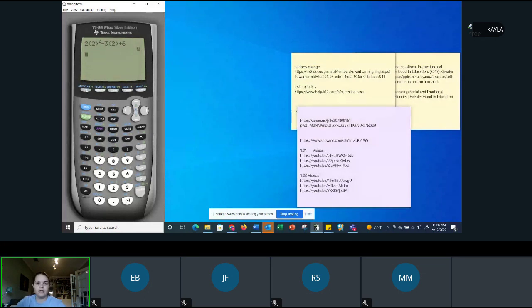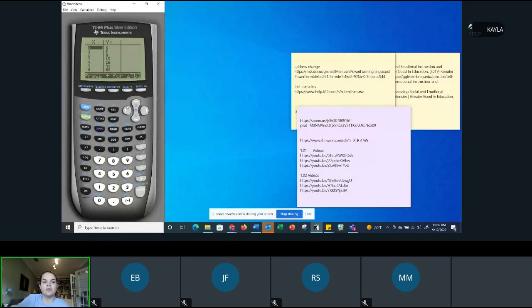Another way you can do this is go to y equals. I'm going to clear out both of these functions here. All right, so I'm going to type in my original function. So that was 2x squared minus 3x plus 6. Now, what I'm going to do is hit the second button and then the button that says graph. So that's going to bring up a table for me.